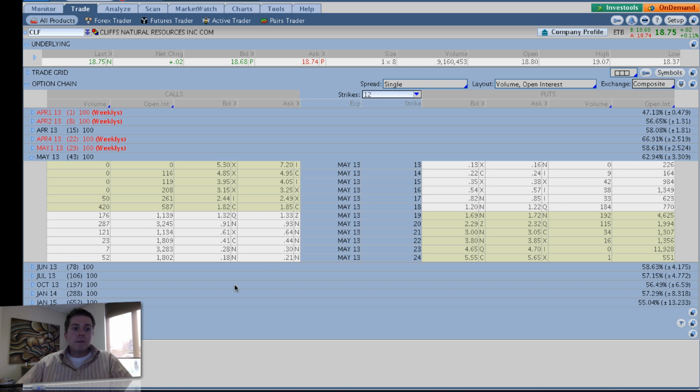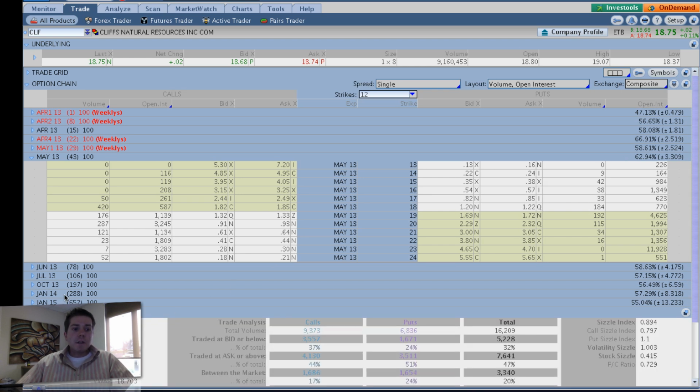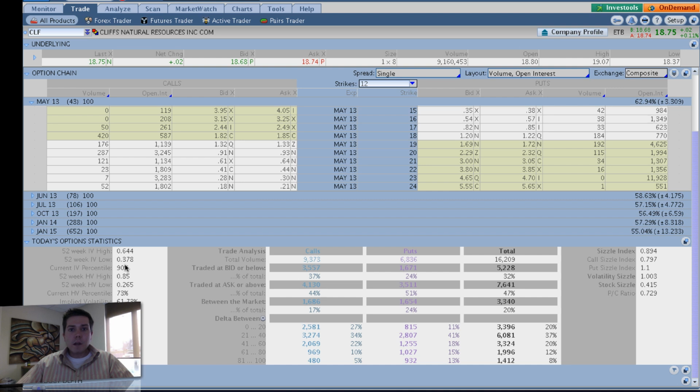Well, how would you know that? Again, utilizing this Today's Option Statistics tool is really helpful. You can see the 52-week IV high is 64.4%. Going back here, 62.94, that's pretty darn close to that 52-week high of 64.4, wouldn't you say? And then our 52-week IV low is 37.8%.